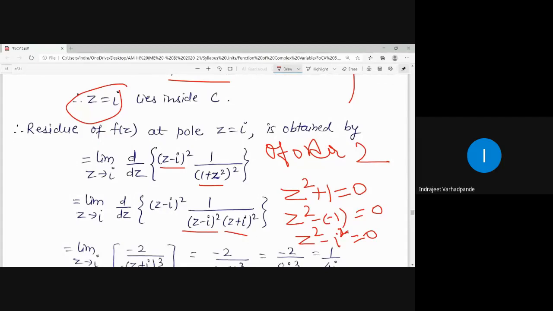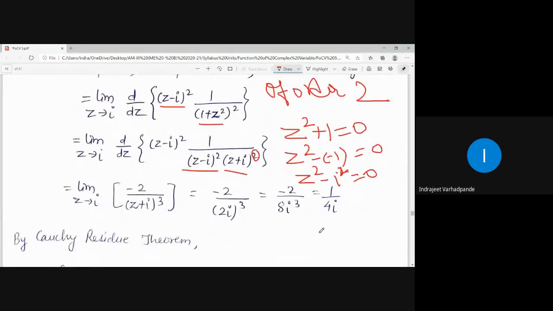Z square plus 1 equal to 0. Z square minus of minus 1 equal to 0. What is minus 1? i square. So z plus i, z minus i equal to 0. But the pole was of order 2, so everywhere it becomes square. Take the derivative once and simplify. Your answer is 1 upon 4i. Limit z tending to i, minus 2 upon this value. 2 cube is 8. Clear?